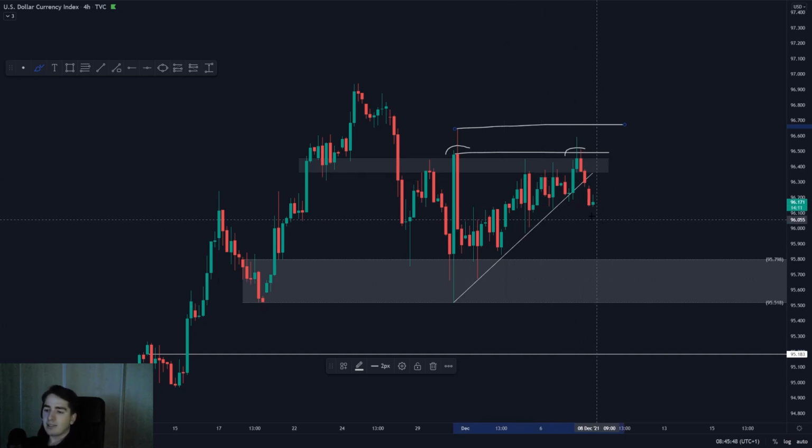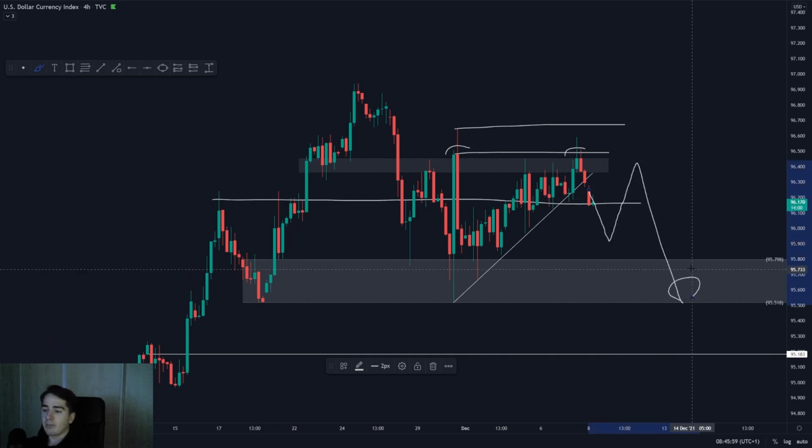So let's see if we can now see a sustained push. What I really want to see is this kind of structural level over here being broken. Let's see if we can see a push below, particularly a retest, or probably a retest, maybe even higher, and then a push back down in towards that 95.5 region.